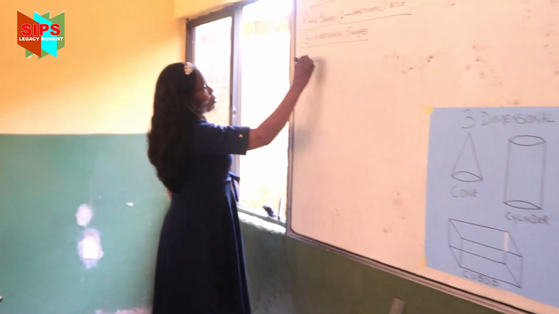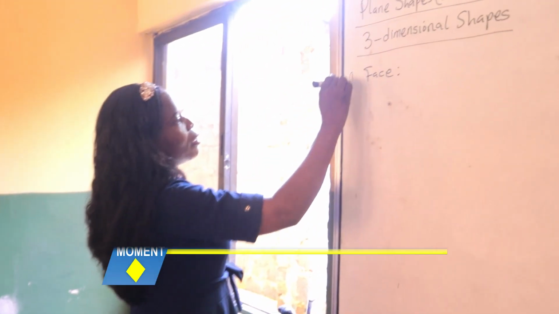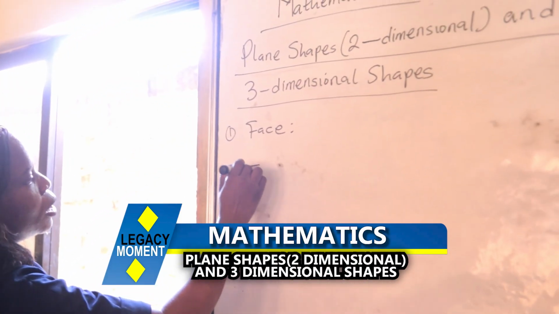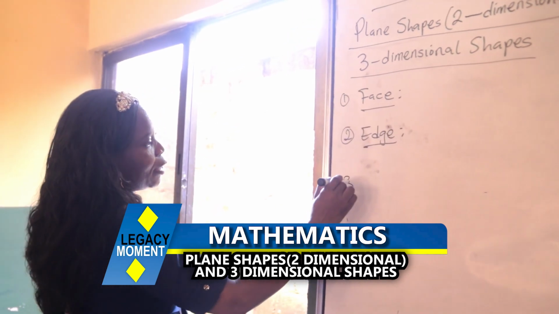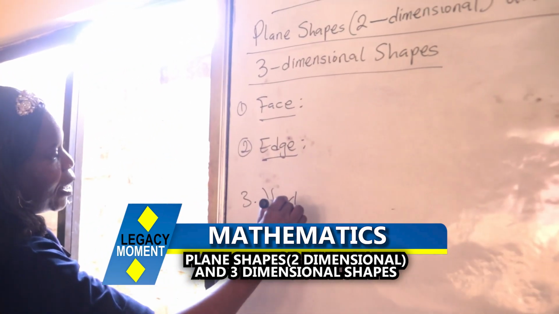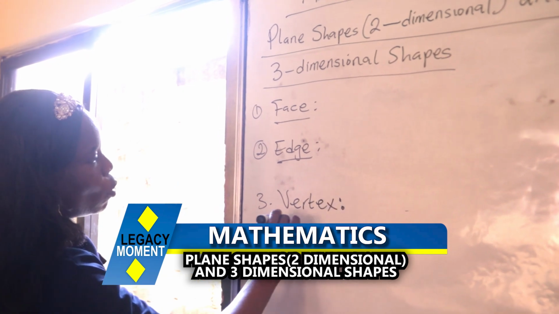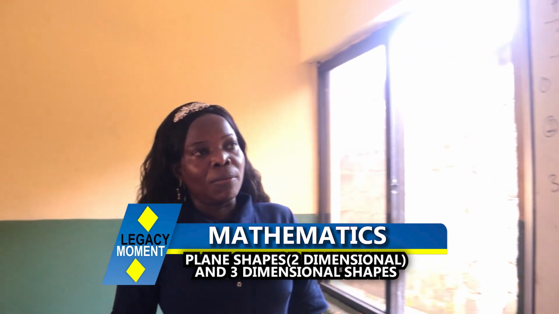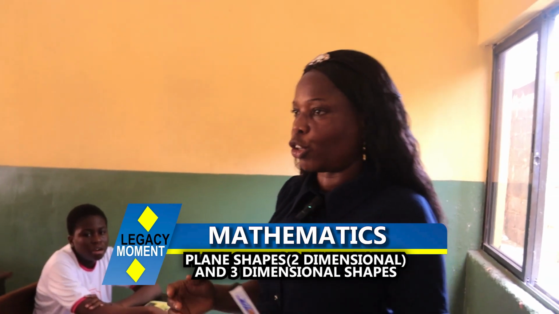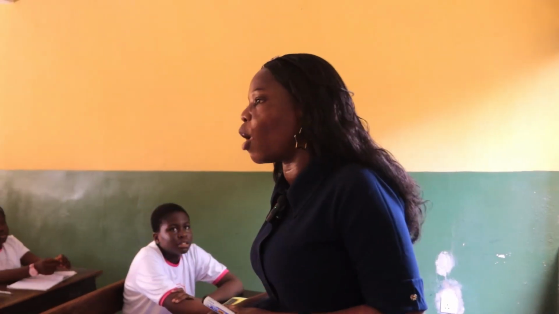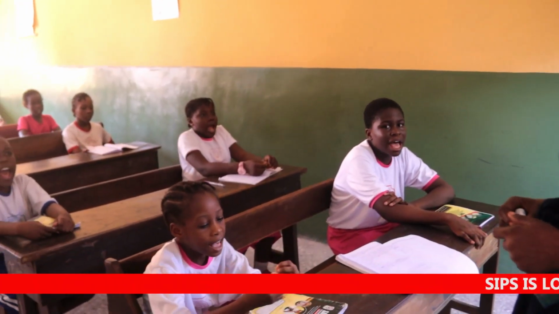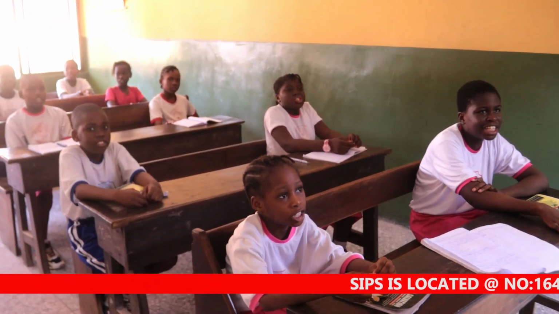So our next subtopic: we are going to look at what faces, edges and vertices are. Number 1, a face. Number 2, an edge. Number 3, a vertex. We are going to look at what all these are. A face is a flat surface on the shape. A face is a flat surface on a shape. What is a face? A face is a flat surface on a shape.